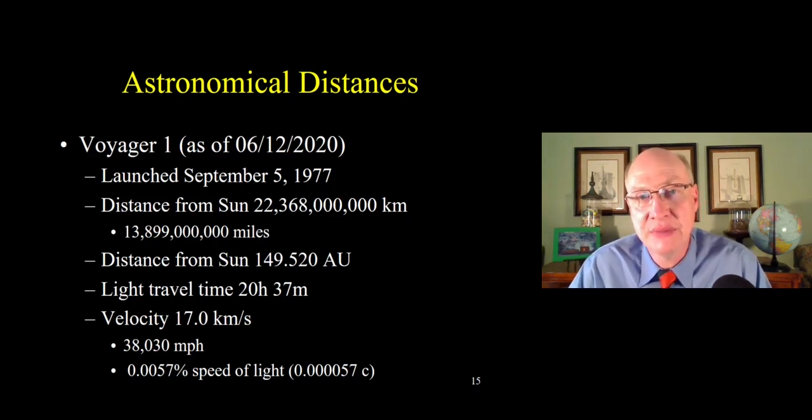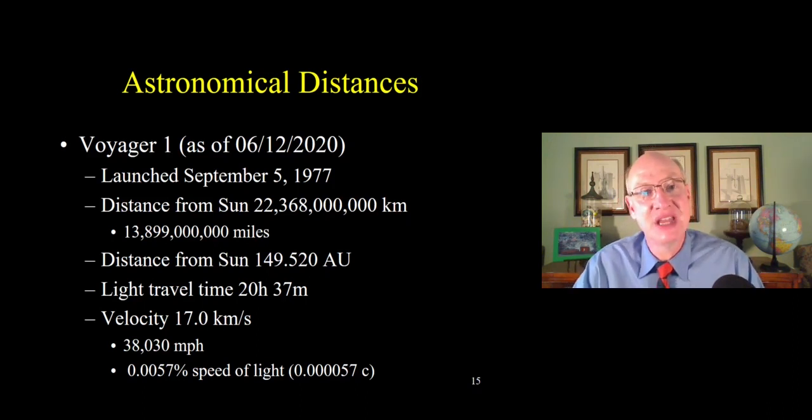In terms of kilometers, that's 22,368,000,000 kilometers. Or in terms of miles, that's 13,899,000,000 miles. I think a much more impressive number is the light travel time out to Voyager 1. Right now, the light travel time is 20 hours, 37 minutes. Now remember, light travels 300,000 kilometers, which is 186,000 miles per second.